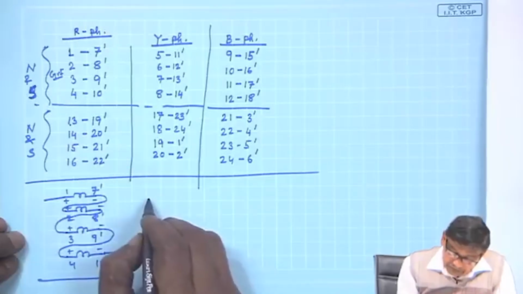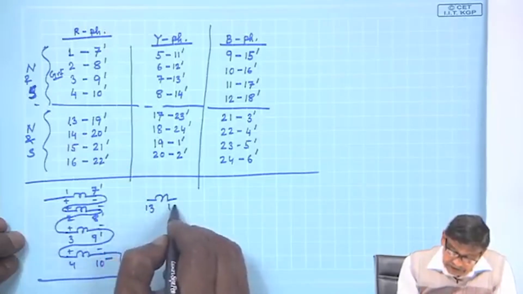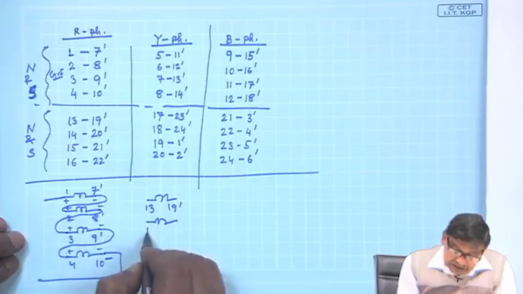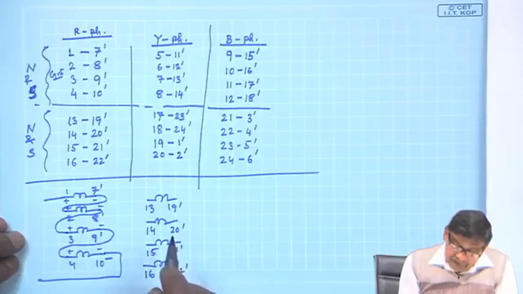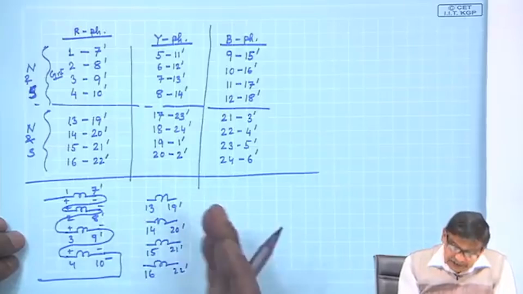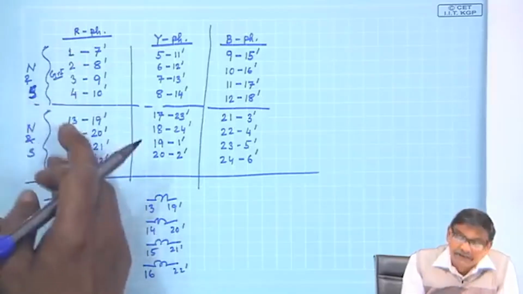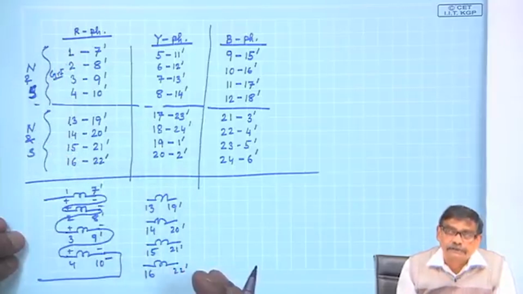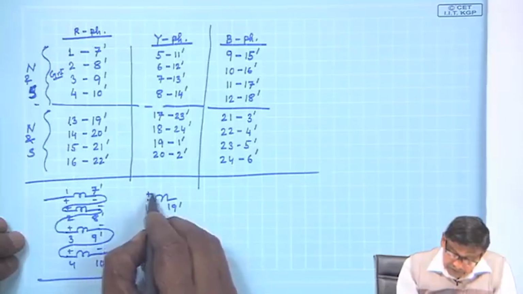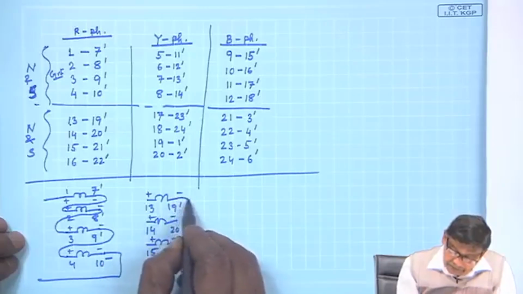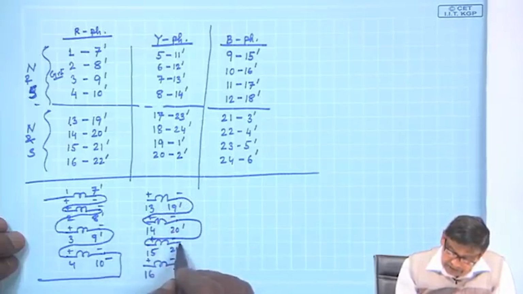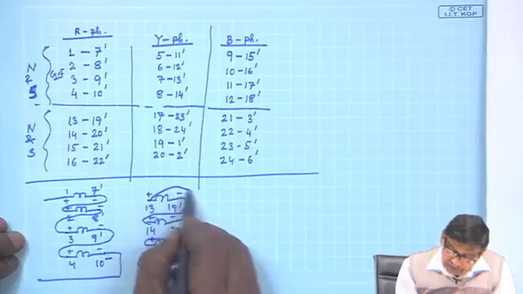Second group of R phase will be 13, 19 dashed, quickly let me do 14, 20 dashed, 15, 21 dashed and 16, 22 dashed. Here what should be the polarity? Once again same, because this 13 and 1 are similarly placed at a given instant of time. So, this is plus minus, plus minus, plus minus, plus minus, and you connect them in series, get the group terminals here.